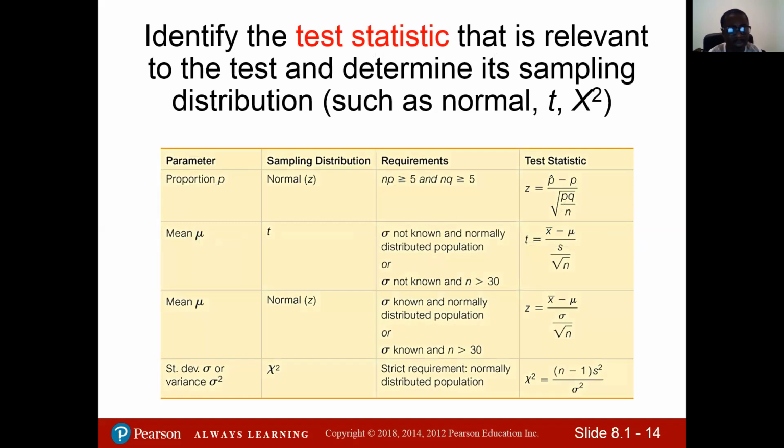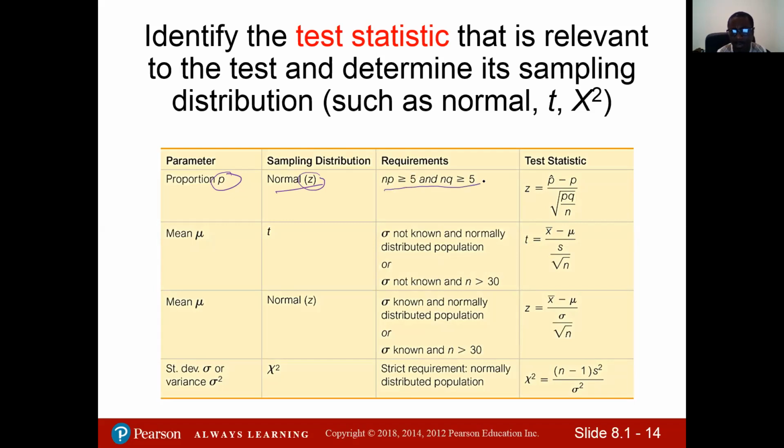So identify the test statistic. So the question is given, how do you know whether you're going to use a z-test or a t-test? How do you know? Now, test about the parameter if it is what? Proportion. That is, we use a z. So it's normal. We can approximate that to the normal distribution, and this is our requirement.